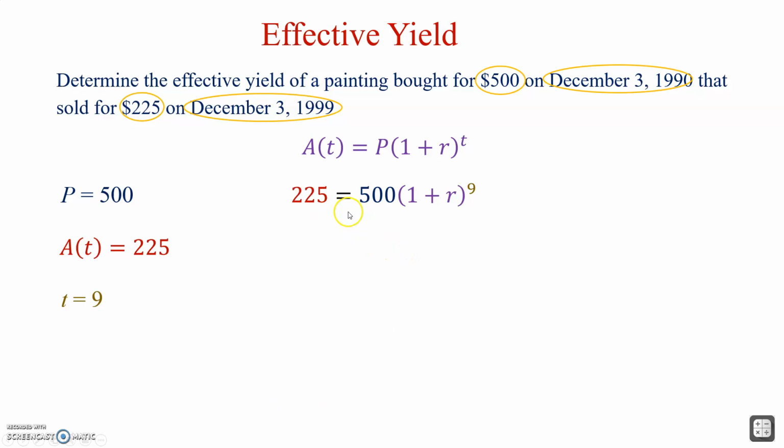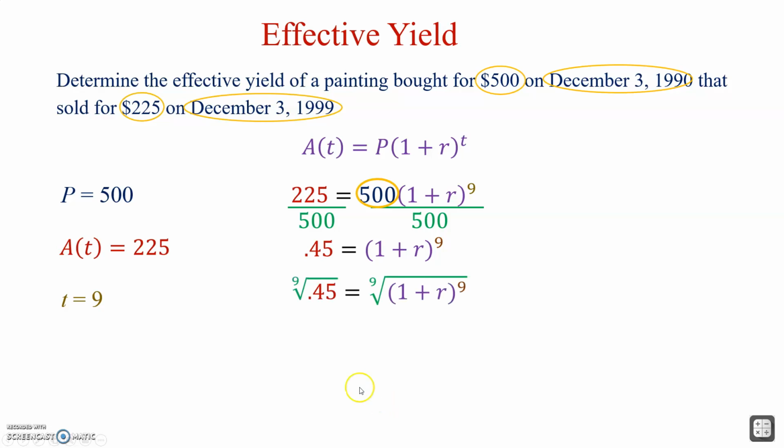Just like the previous one, get rid of this 500 because it's furthest from the unknown. Divide 500 on both sides. On the left side, we get 0.45 when we divide these two numbers. We still need to remove this exponent by taking the 9th root on both sides. So the left side is the 9th root of 0.45, and on the right side we're left with the 1 plus R. Simply subtract 1 on both sides, and this is what goes into the calculator.